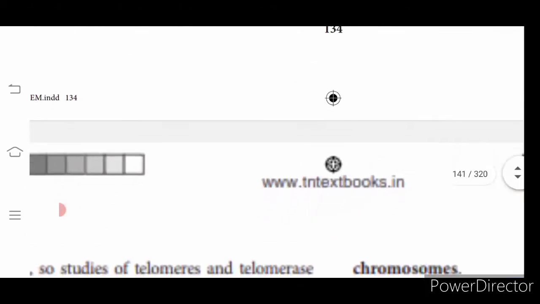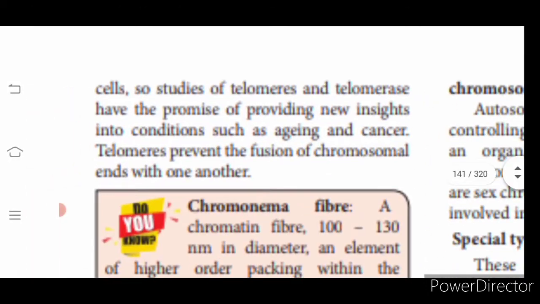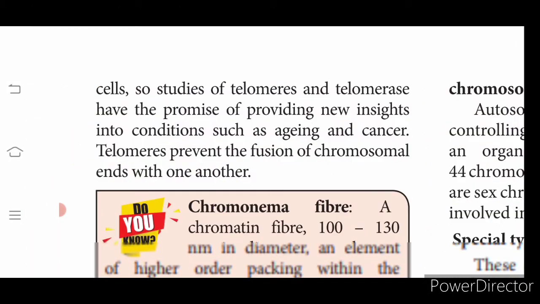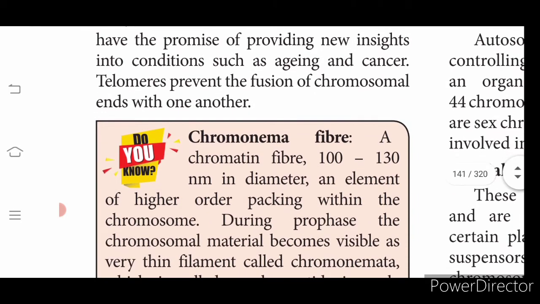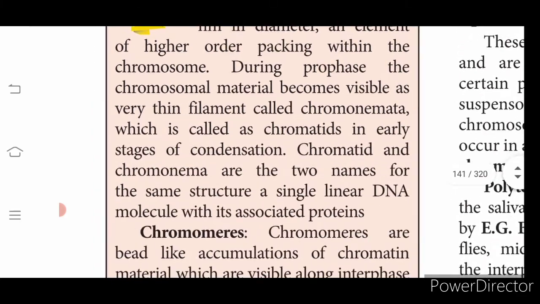What is the role of a telomere? It determines the lifespan, how long it will live, and also the reproductive capacity, so how many seeds it can produce. Okay, so then the telomeres prevent the fusion of chromosomal ends with one another.